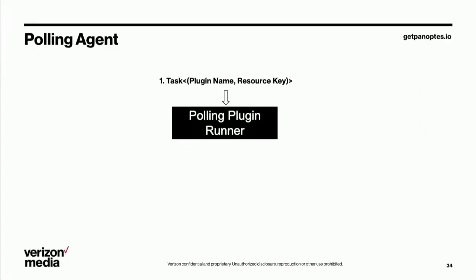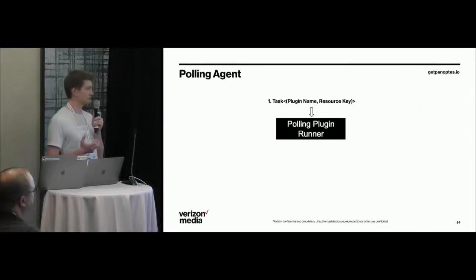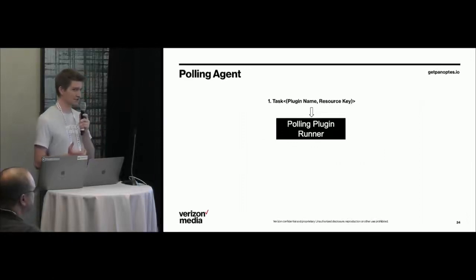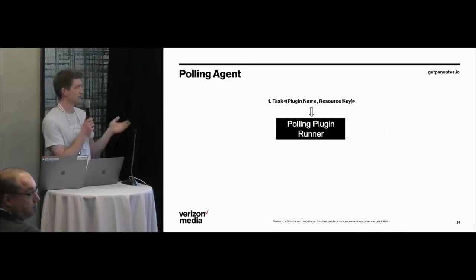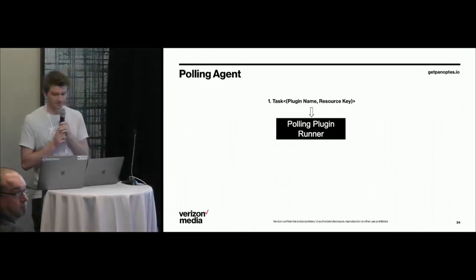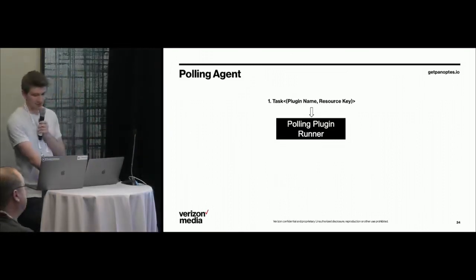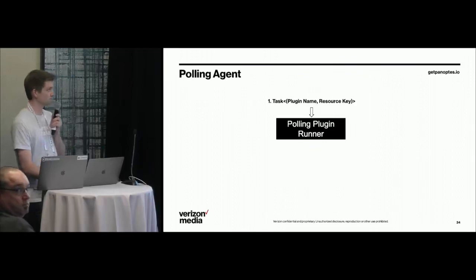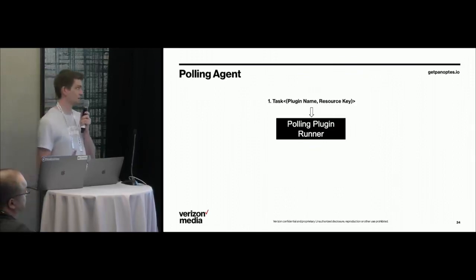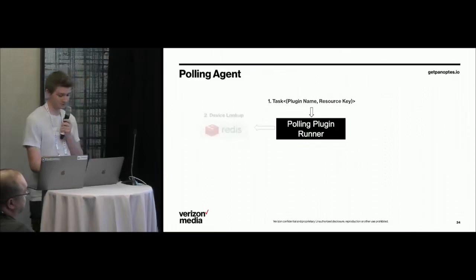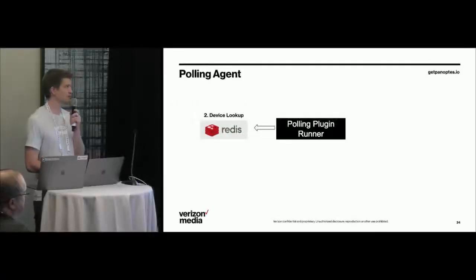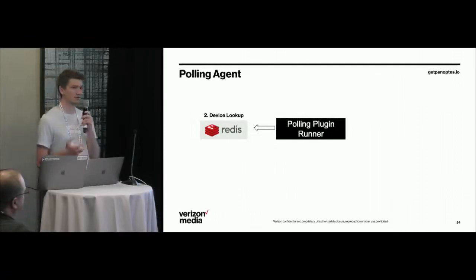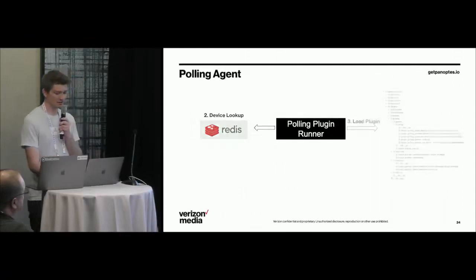Now the polling agent. When a polling agent runs, it creates what's called a polling plugin runner. And this is the task that constantly asks, do you have work for me? And when it does, it receives a task. That's the combination of the plugin name and the resource ID. And remember earlier, a resource is a representation of a device or something that should be monitored. What happens next is the device lookup. It takes this ID and goes to our device store, which in this case is Redis. It takes the key, looks up the value, and returns device data and some metadata about the device.